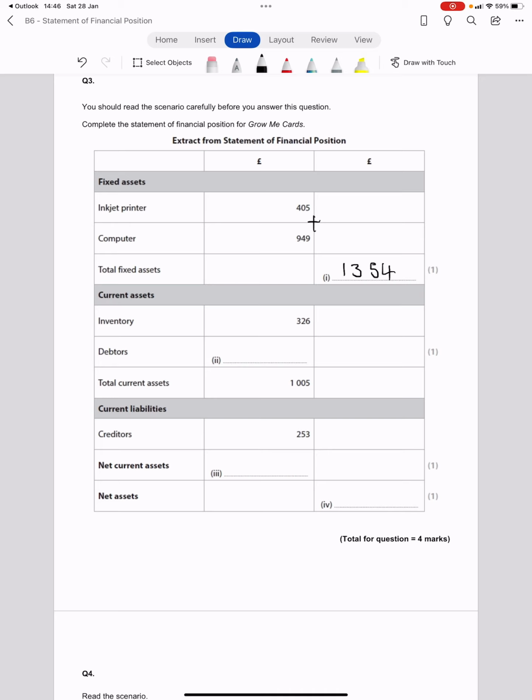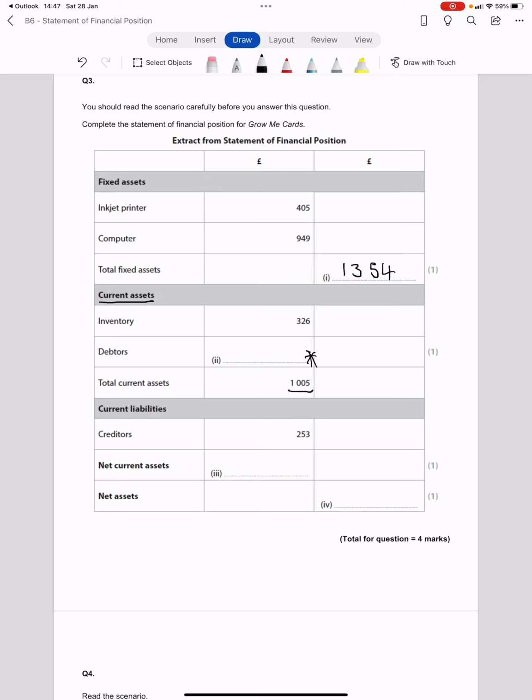Okay, so our total fixed assets, all the assets will be listed there. So the total fixed assets is £1,354. Now on the next one, we need to work out what figure needs to go here in the current assets. So debtors, that's the people that owe money to the business. So we need to work out how to get to this £1,005 total current assets figure.